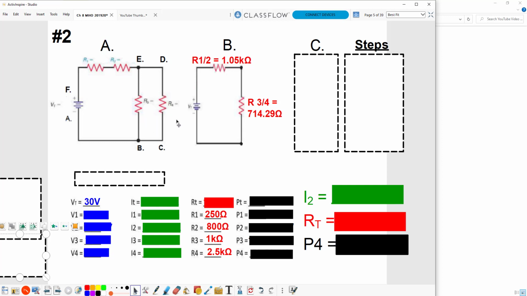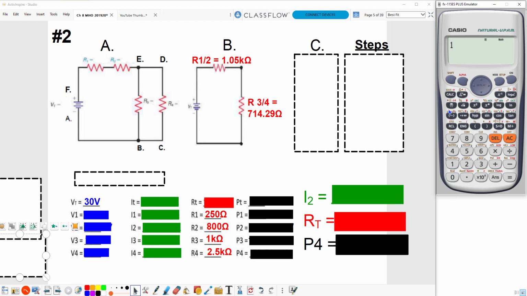Here I have 1K ohm and 2.5K ohm in parallel, so to combine R3 and R4, I have to use the reciprocal formula. So on the calculator, hit 1 over x, 1 over x, 1 times 10 to the third. Scroll over, plus 1 over x, 2.5 times 10 to the third. Hit equals, hit engineering, and it's 714.29 ohms. That's what this value is right here.